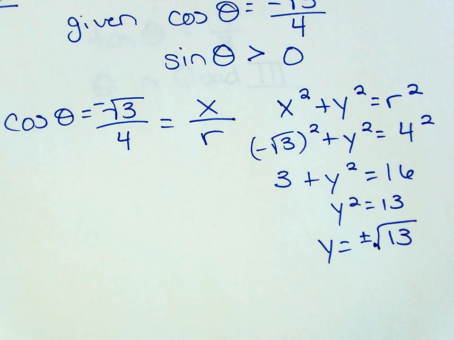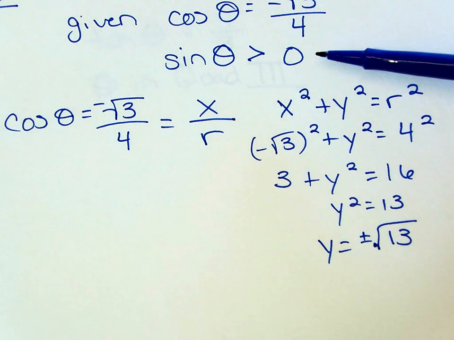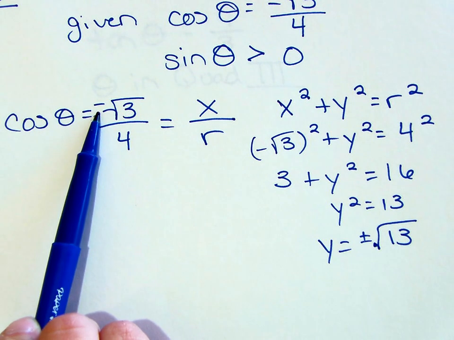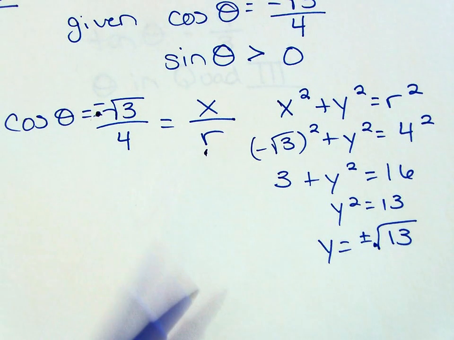Now, what can we tell from this? We don't know what quadrant we're in, but we know that sine has to be greater than 0. Right? So where is sine greater than 0? First and second quadrant, okay? First and second quadrant. But look, if this is negative and this is positive, then what else do we know? We are going to be in quadrant 2. And if we're in quadrant 2, and our cosine is negative, then is our sine, what's it going to be?